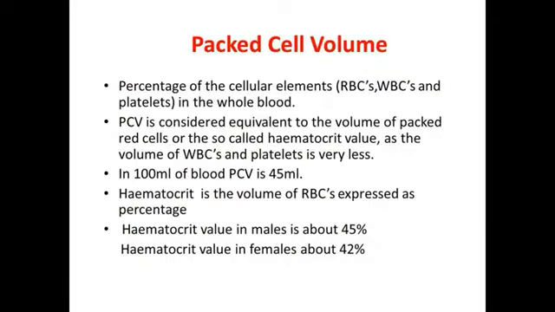Packed cell volume is the percentage of the cellular elements RBC, WBC and platelets in the whole blood. But here PCV is considered equivalent to the volume of packed red cells or so-called hematocrit value, as the volume of WBCs and platelets is very less. In 100 ml of blood, PCV is 45 ml. Hematocrit is the volume of RBCs expressed as a percentage. Hematocrit value in males is about 45% and hematocrit value in females about 42%.